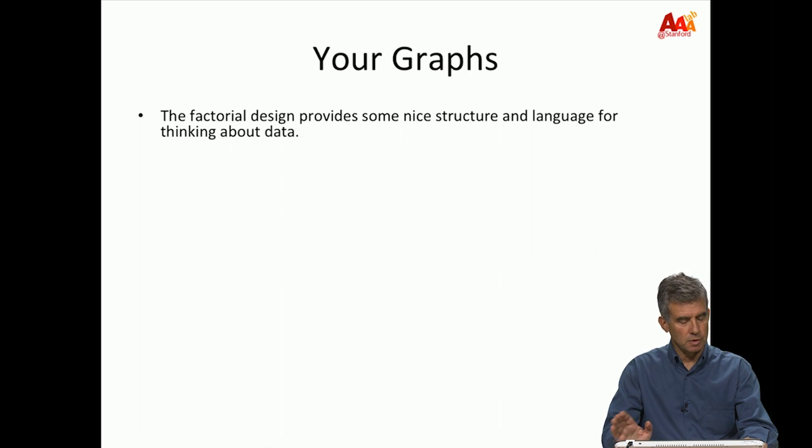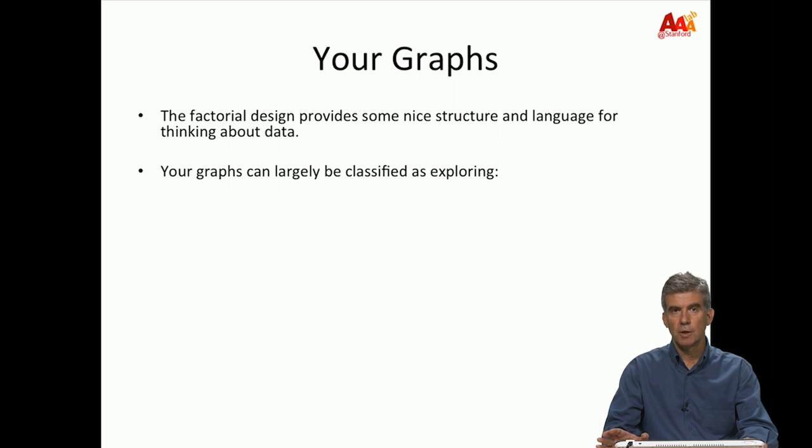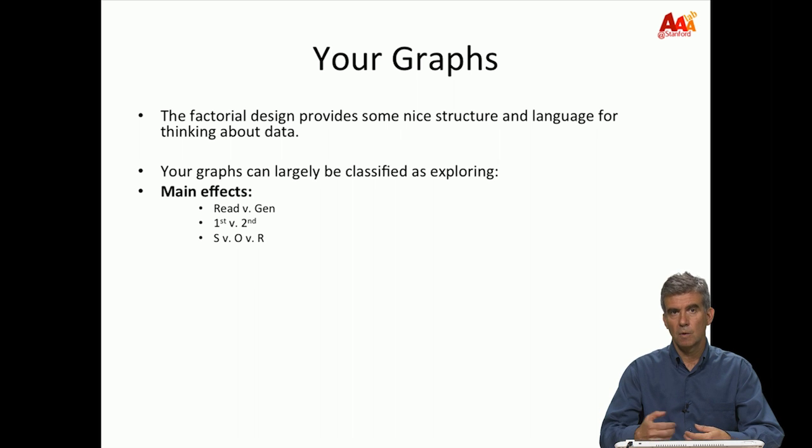So your graphs really take advantage of the factorial design. And so you can see how this language works for how you used it. A lot of your graphs could be classified as exploring main effects. So you might have made a bar chart that showed the average for read versus the average for generate. Or you might have shown a chart that showed memory for the first word versus the second. Or you might have done one for synonyms versus opposites, or that should be antonyms versus rhymes.